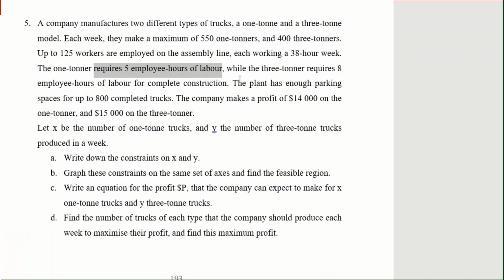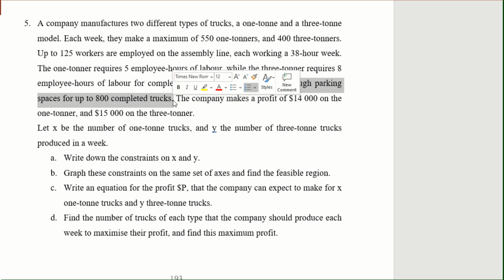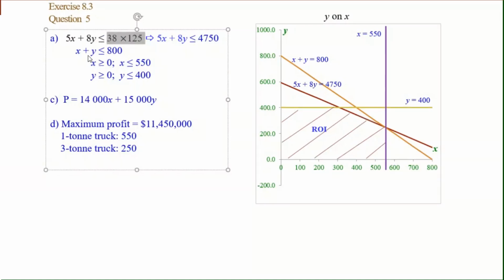The plant has enough parking space for 800 completed trucks. So you only have enough space for 800 trucks. So x plus y must be lesser or equal to 800. Okay, so you've already got the inequalities. You draw the region, you draw the lines, you shape the region of interest, write down your profit equation, plug all these coordinates into your profit equation, find the one that makes the maximum profit.